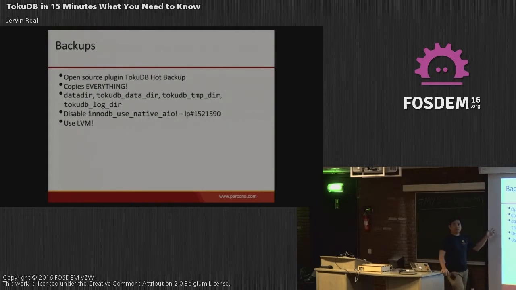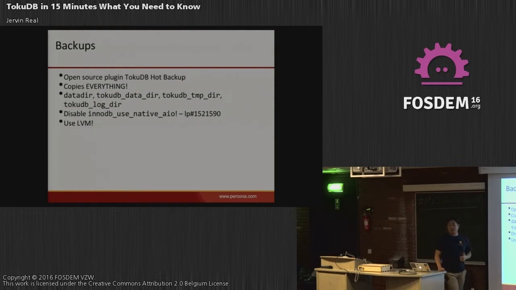It also only recognizes files from these four directories. If you have set them to custom locations aside from the data directory, then it'll only recognize files from those. And if you have your binary logs in a different directory, then your binary logs will not be backed up, right? And the binary log backup is very important with TokuDB because of recovery.